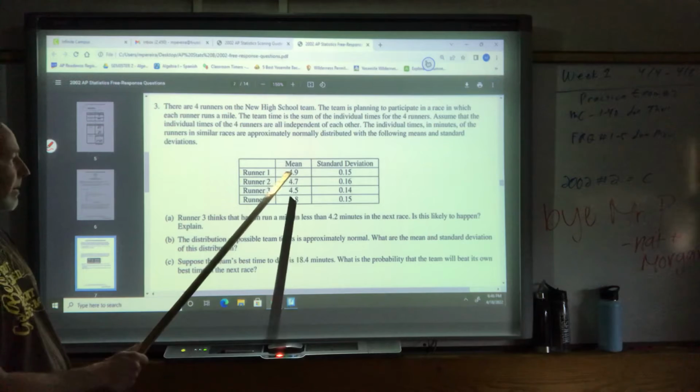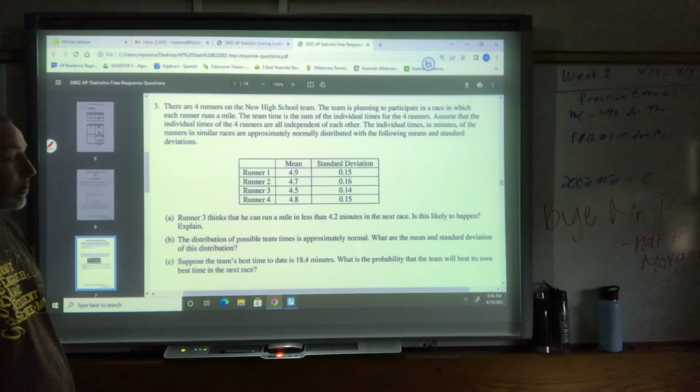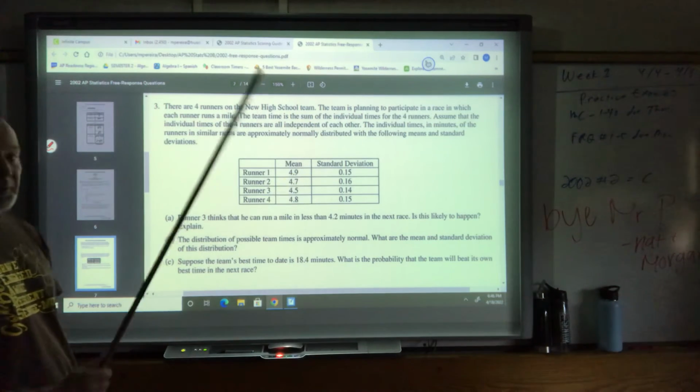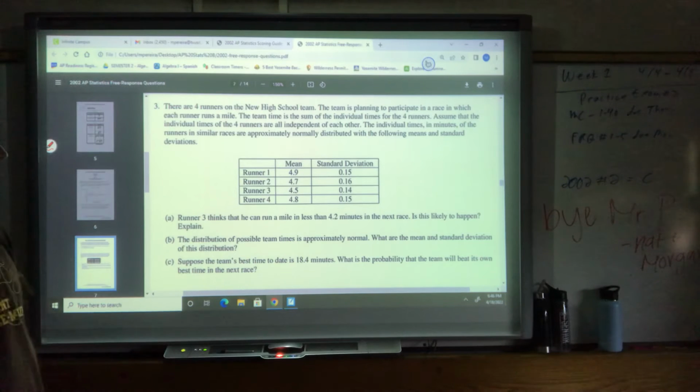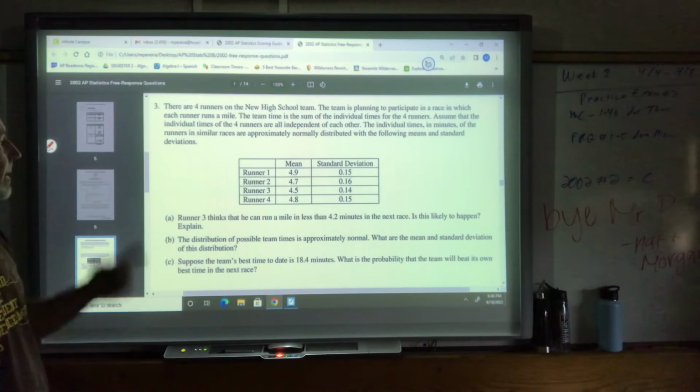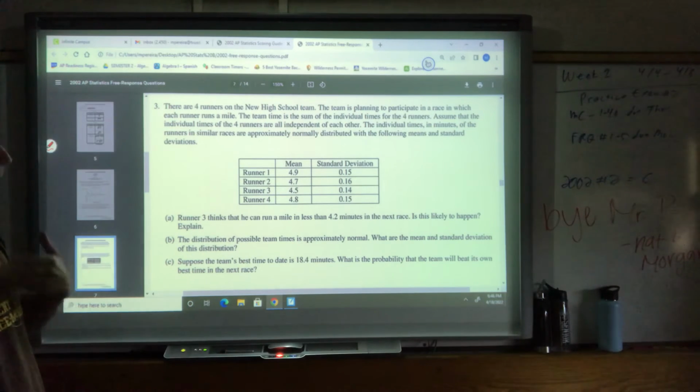Each runner is expected to run this time, and then the total race would be the sum of all those times that we would expect, assuming there's no delay with the handoff, right? Assume the individual times of the 4 runners are independent. That's good. That helps us meet our condition.